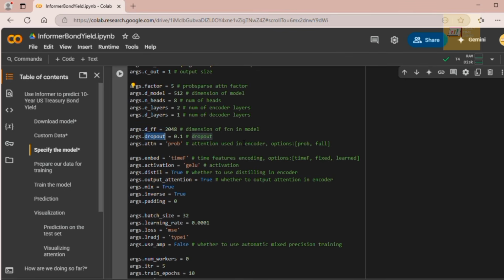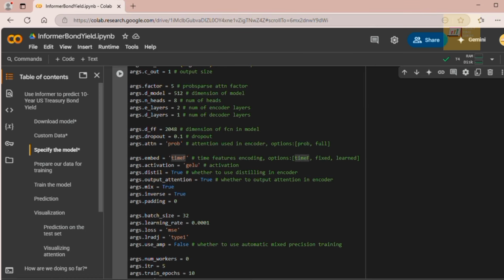The next parameter is the dropout. It's 0.05 by default, but I double it to overcome the overfitting. Alright, and then the next parameter is the attention. We have two options, either prob, that is ProbSparse, or full, that is the basic attention mechanism. We're going to compare the performance generated from ProbSparse attention and full attention.